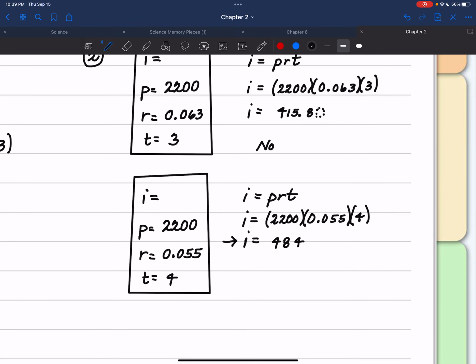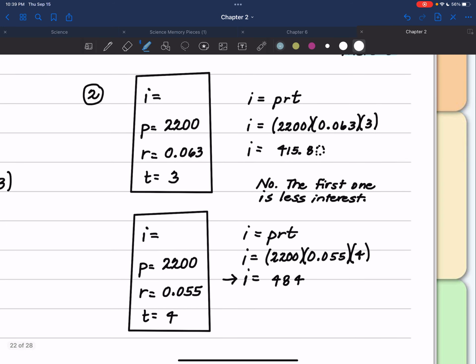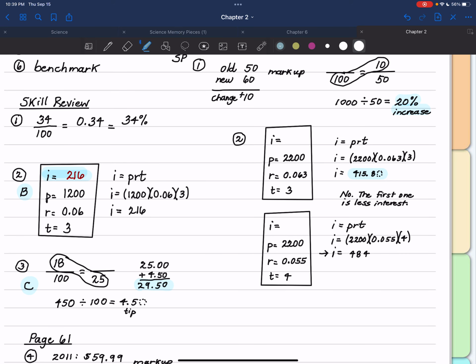No. The first one is less interest. If she goes with this first option, she will only pay $415.80. So you could even subtract that to find the difference. She will pay much less on the first option. So on that one, I do not agree with Elena.